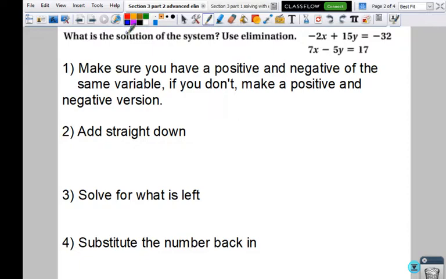Alright, so we are going to be solving with elimination still. I've got the same 4 steps up here that we did yesterday, but I've got one extra piece on step 1. So let's go over here. We're going to solve with elimination.